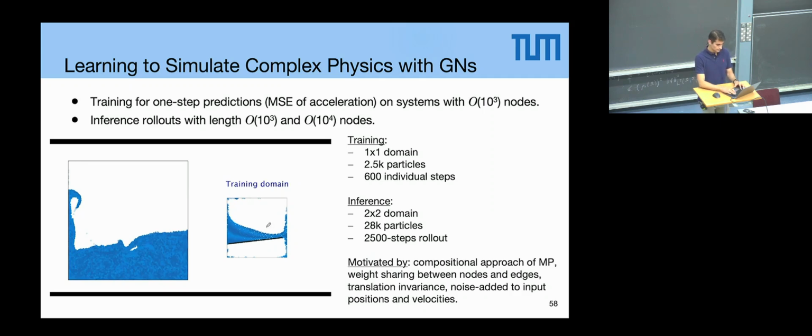And well, part of the success here is again similar to before. We are using message passing with translation invariance, permutation invariance, and we are adding noise to the inputs in a similar way as we were doing before to enhance the long-term stability.